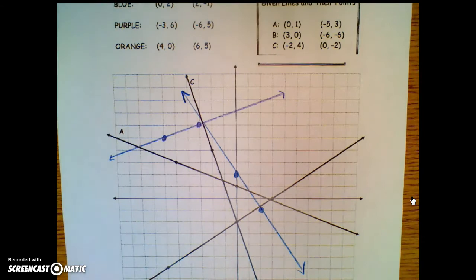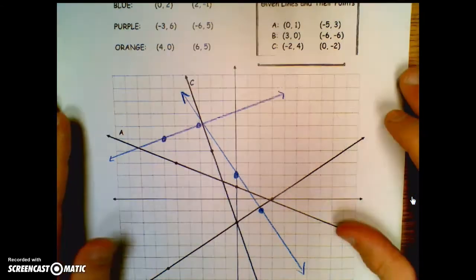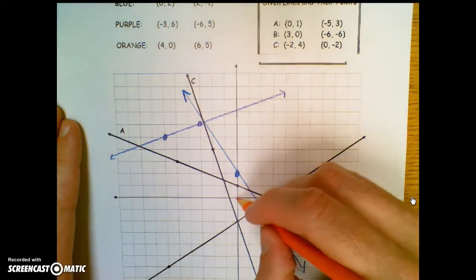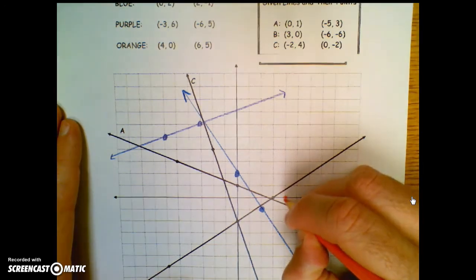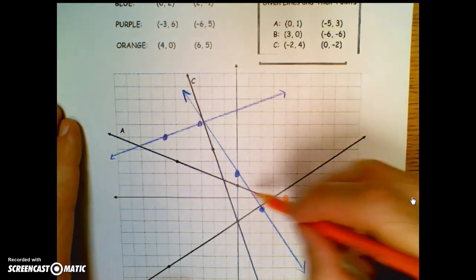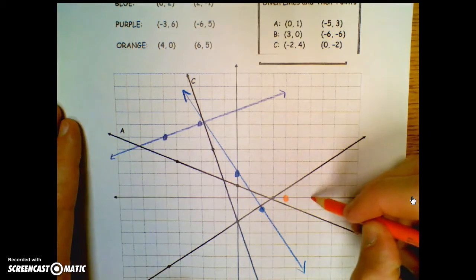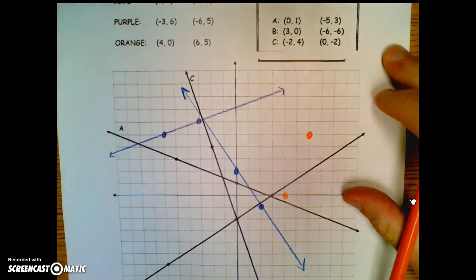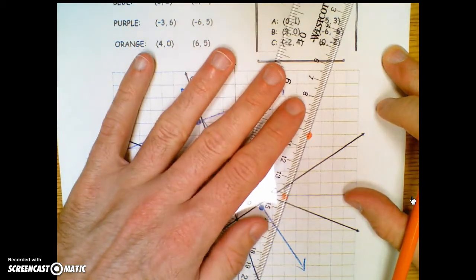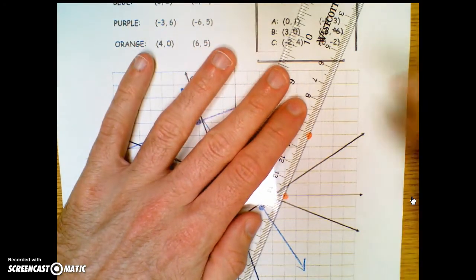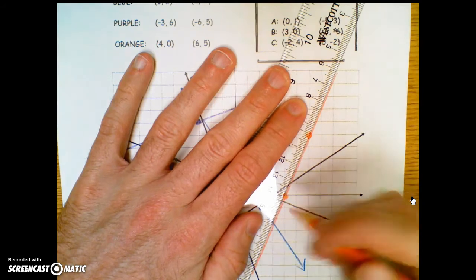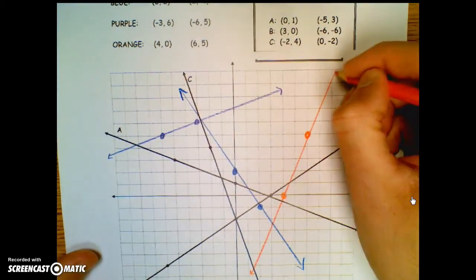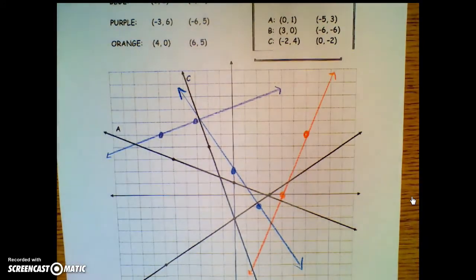And then the last one is the orange line. So I'm going to plot those points, 4, 0, and 6, 5. 1, 2, 3, 4, 5, 6. And then draw my line through there. Alright, so we have our lines plotted.